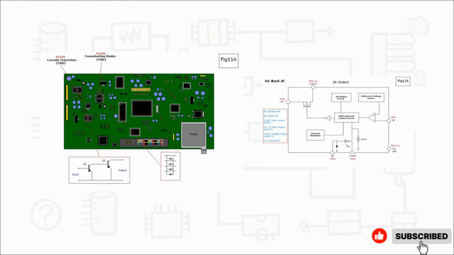Engineers rely on this cascade topology because it allows them to generate multiple regulated low voltages using an absolute minimum number of switching devices. It's a super elegant design that saves precious space on the crowded main board and, of course, significantly cuts down on manufacturing costs.